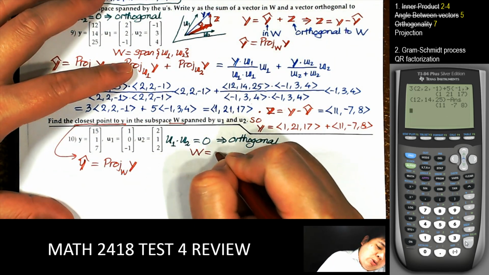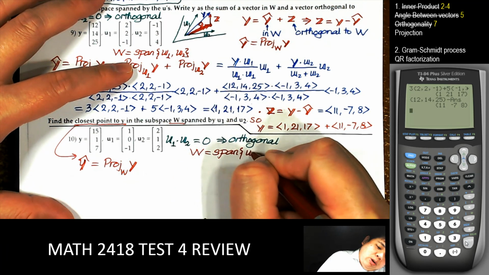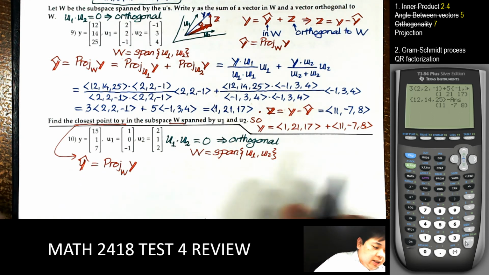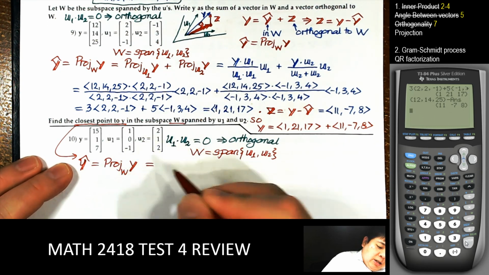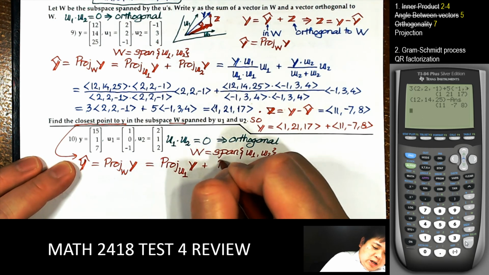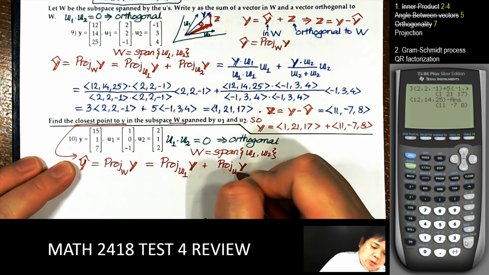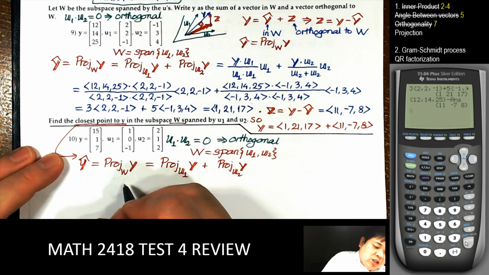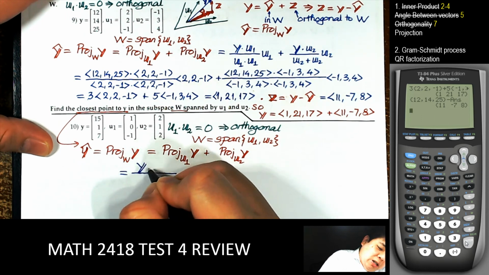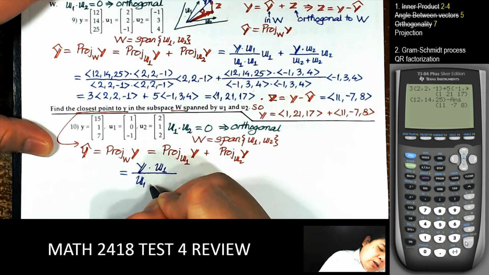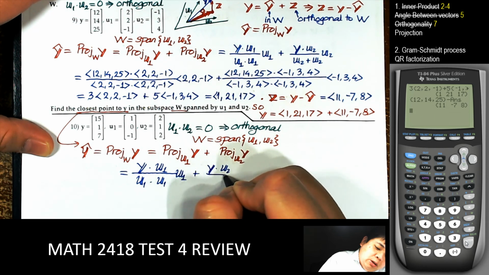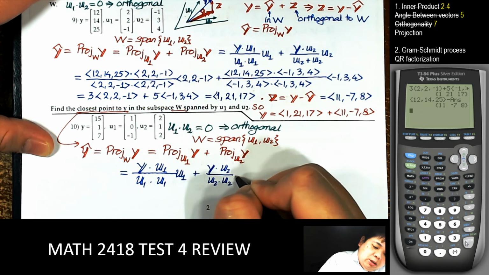So we let W equal the span of U1 and U2. Right, so we just say the projection of y onto U1 plus the projection of y onto U2. This time we just use a calculator to save time and space. I should say space and time. Right, so y dot U1 over U1 dot U1, plus y dot U2 over U2 dot U2.